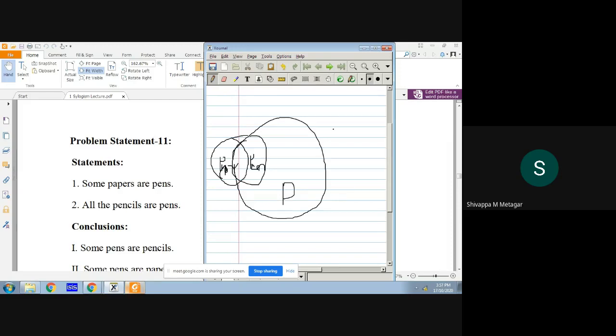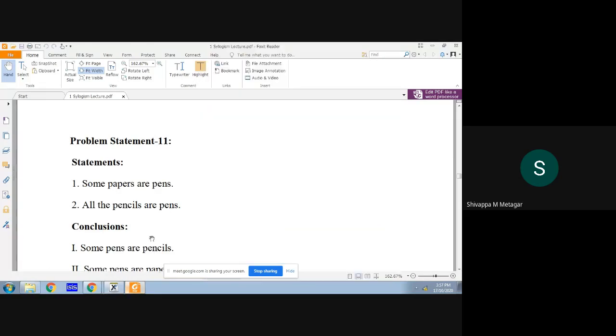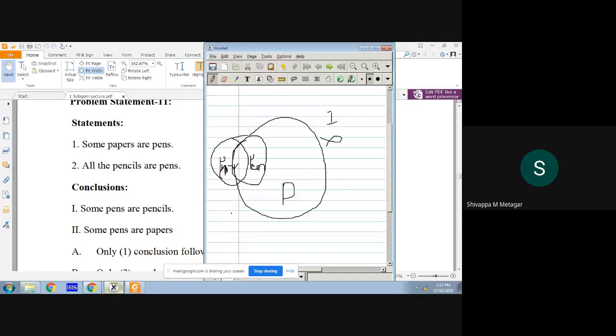Some pens are pencils. The first statement is wrong because all pens are papers, so all pens are pencils. Second one, some pens are papers. What is the second statement?